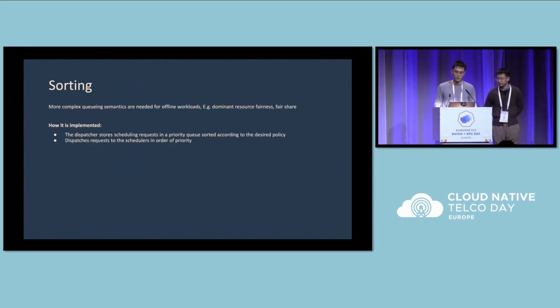Next, we also support some more complex queuing semantics. When you have a lot of offline jobs in a queue waiting to be run, I think it's important to ensure that there's no starvation and there's fairness. While the native kube scheduler supports some basic priority-based sorting, we implemented more sophisticated policies in our dispatcher, such as dominant resource fairness and fair share, in order to support the running of our offline workloads on Kubernetes.